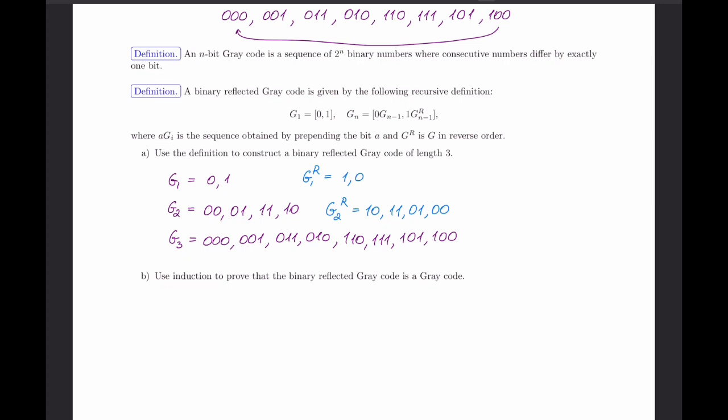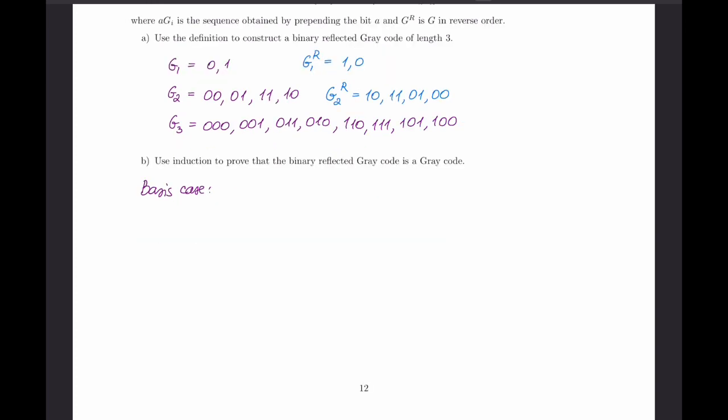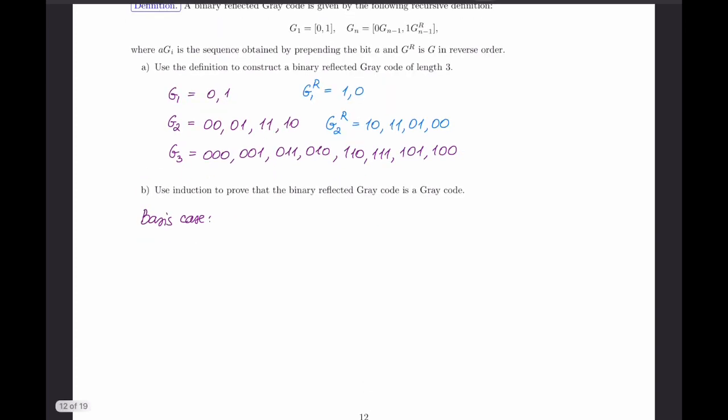So all of the bits that we have covered in the course so far are coming to play their roles here. For the induction, we're going to need a basis case. My basis case is, of course, going to be the basis case of my recursion. So 0, 1. This is a binary reflected gray code. Is this a gray code?